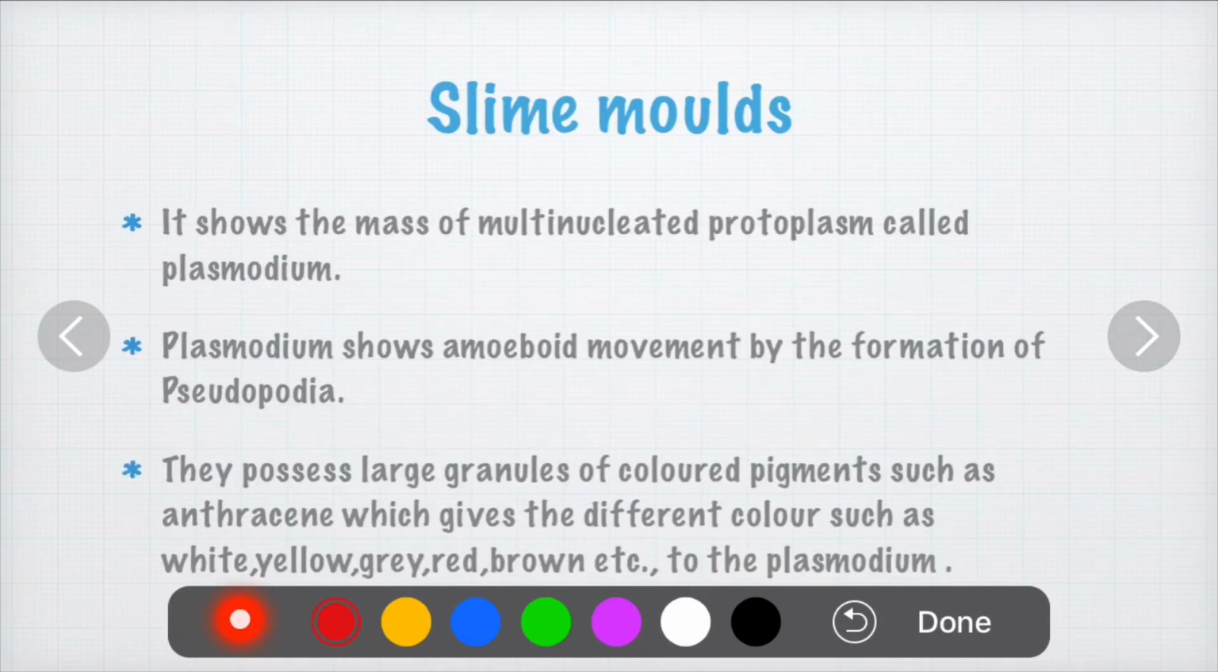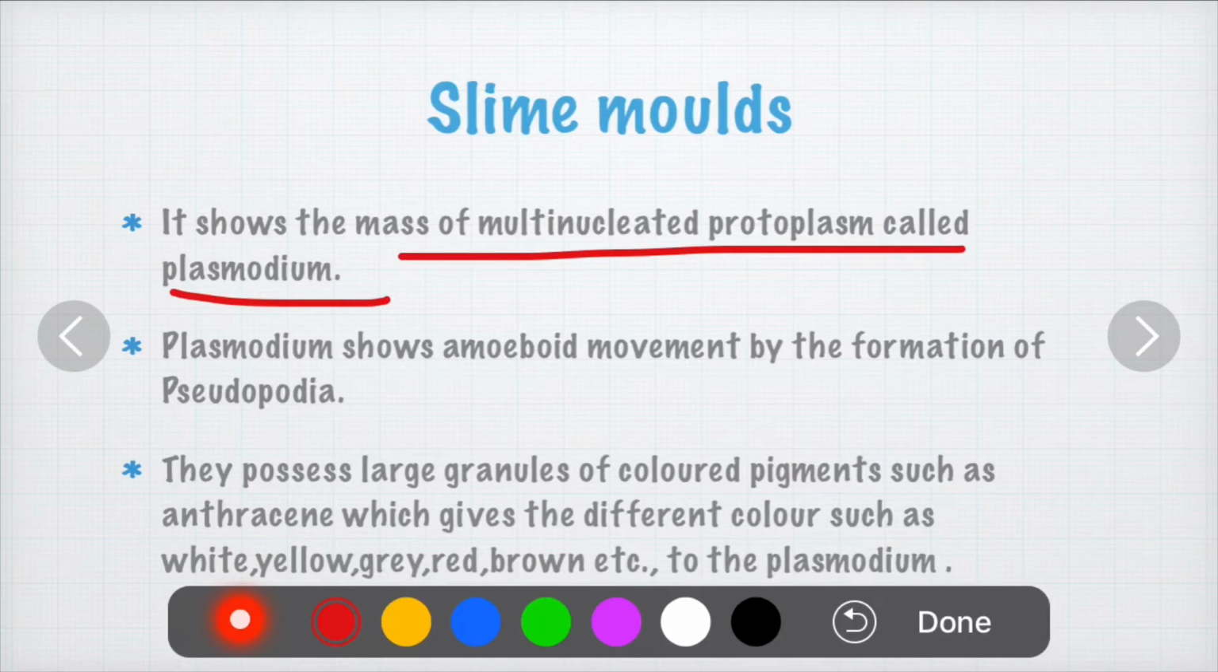The mass of multinucleated protoplasm is called a plasmodium. Sometimes the protoplasm combines together to form a mass, and that is called a plasmodium. The plasmodium shows amoeboid movement because of the presence of a locomotory organ, the pseudopodia. The pseudopodia help in the movement of the organism, which does not have any fixed shape. So that is the plasmodium.